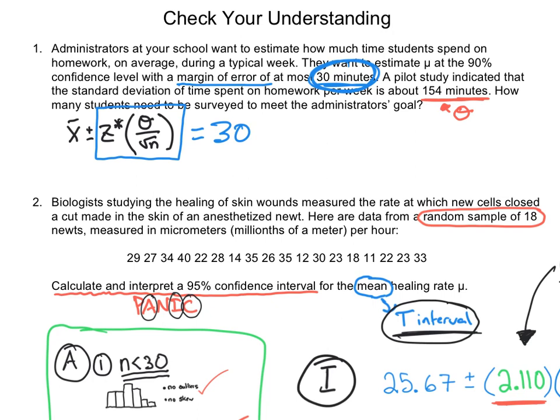All right, so let's set it up real quick. So here it goes. Z star. How do I go find a Z star? Go to your Z table. Right? So we're going to have a Z of 1.645 times standard deviation is 154. They told me that ahead of time, over the square root of n, and that should equal 30. And now you're ready to do algebra.